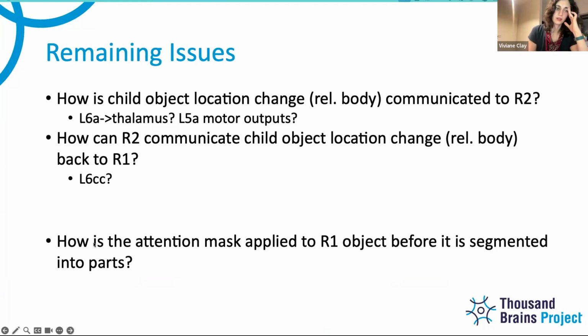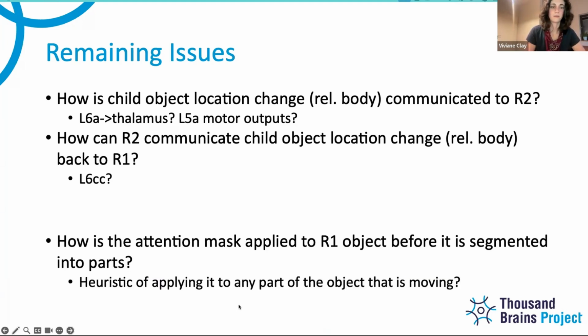And then another one is just how the attention mask would be applied to region 1 before the object is segmented. I think the idea of the attention mask is nice, but I'm just not very sure about what mechanism could be used for that on a neural basis. And I can use this heuristic of applying it to any part of the object that is moving. Have to think through if that actually works for any example we can think of.